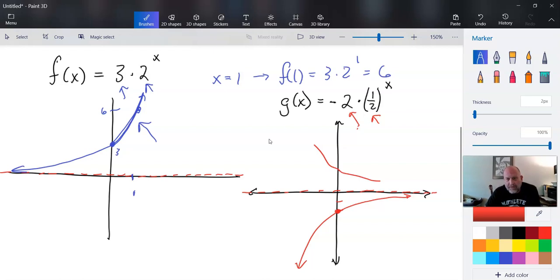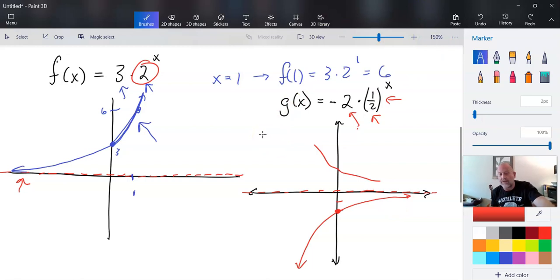So if the number is bigger than 1, then it gets closer to 0 on the left. If the number is smaller than 1 like this, then it gets closer to 0 on the right. And you can use that to figure things out.